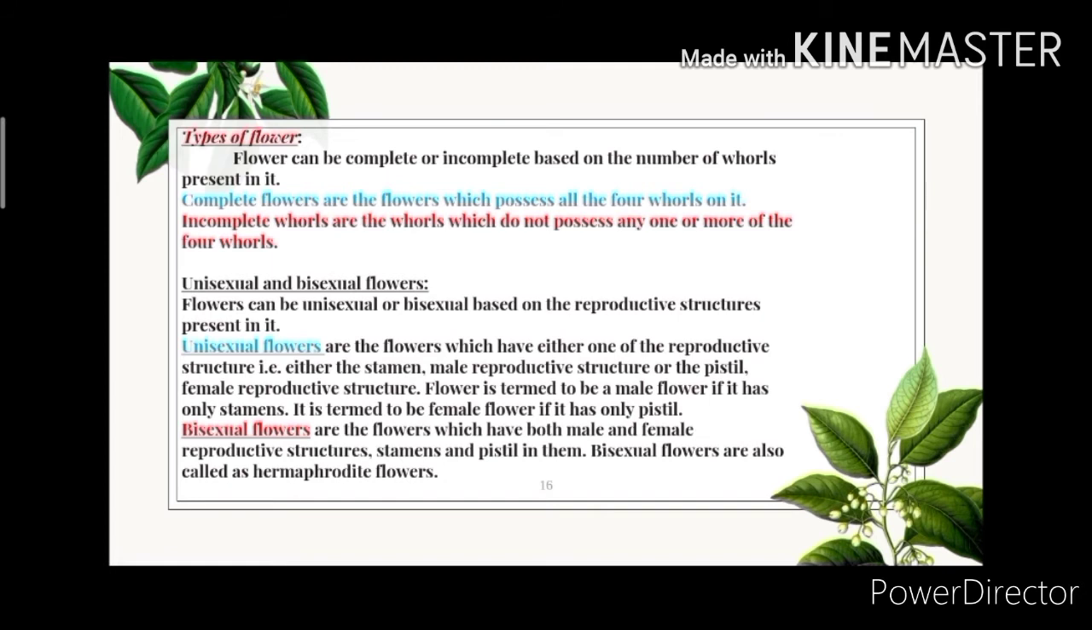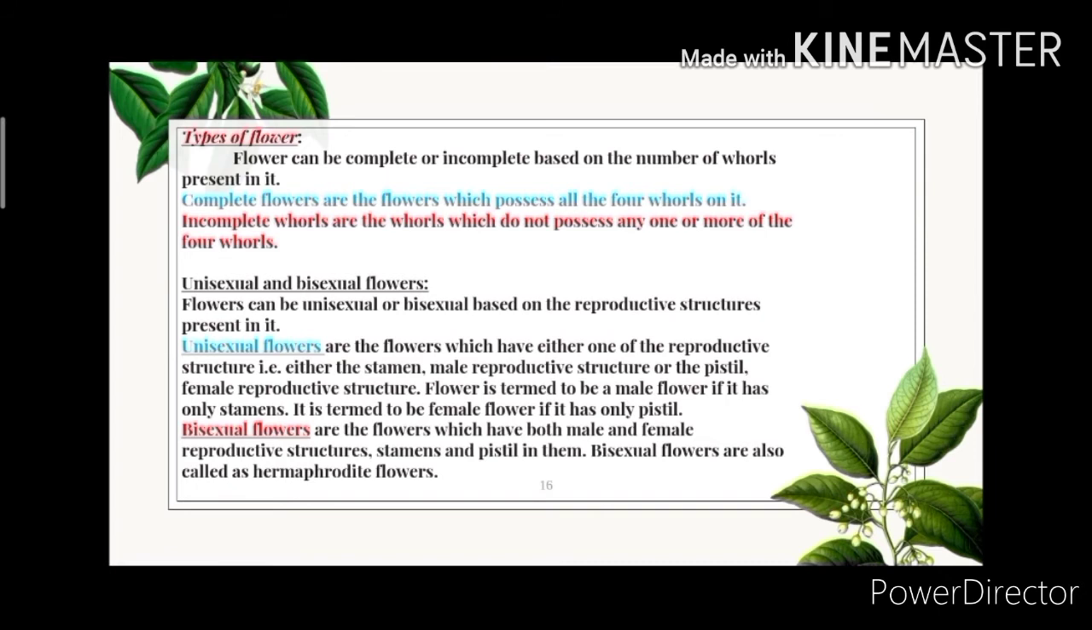And incomplete flowers are those which are missing one of the parts. Either three will be present, or two will be present, that is known as the incomplete flower.